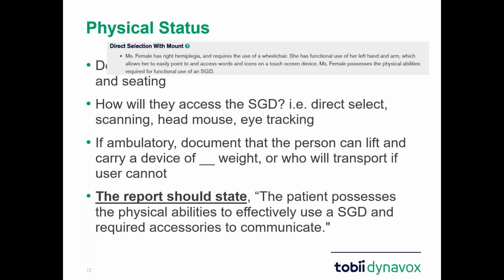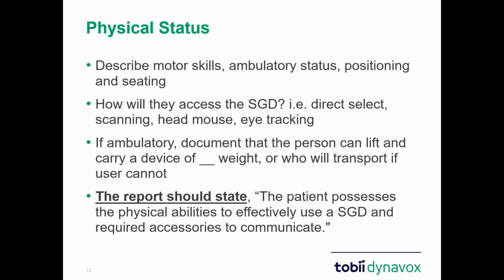So here is an example with direct selection with a mount. Mrs. Female has right hemiplegia and requires the use of a wheelchair. She has functional use of her left hand and arm, which allows her to easily point to and access words and icons on a touchscreen device. Ms. Female possesses the physical abilities required for functional use of an SGD. So this one's pretty straightforward. They can direct select, so not too challenging to write about.